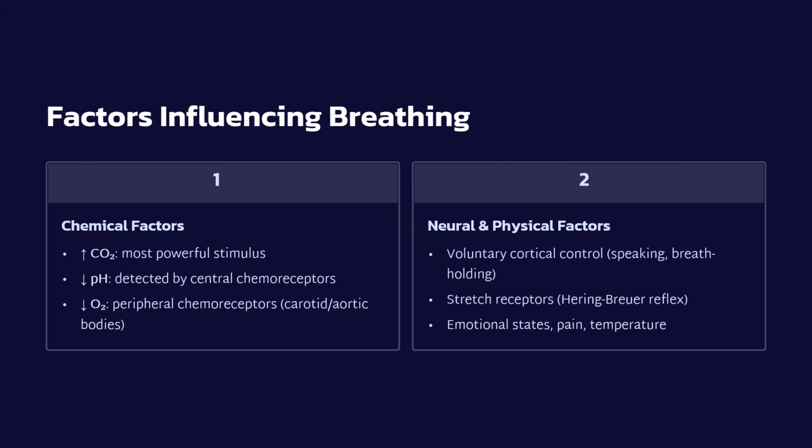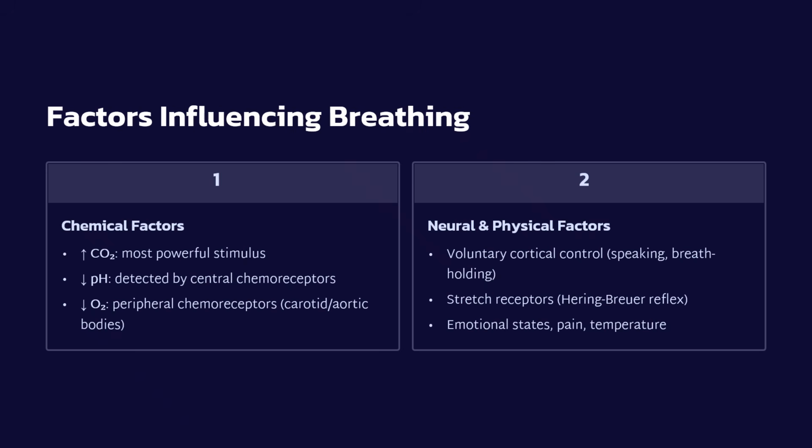And what are the factors influencing your breathing? We have your chemical factors and your neural and physical factors. Increased CO2 is a powerful stimulus for breathing, for example during intense exercise. Another chemical factor is your decreased pH, which is detected by your central chemoreceptors. And hypoxia, or decreased O2, which is detected by your peripheral chemoreceptors, can also influence your breathing.